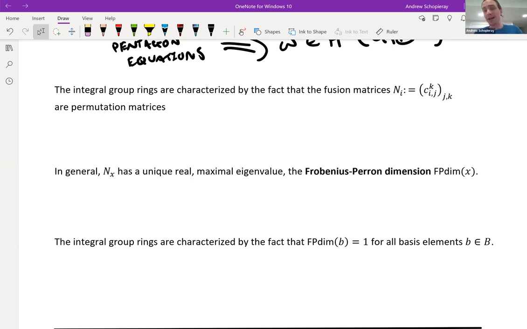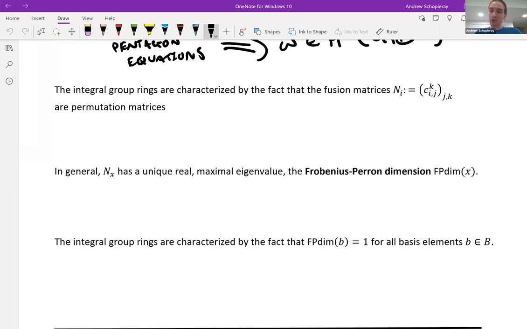To describe this complexity, how far away I am from being a permutation matrix, or how complicated the products (the fusion rules, as we call them in a fusion ring) are, we measure it using the Frobenius-Perron theorem. Under the conditions of a fusion ring, it says these matrices have a unique real maximal eigenvalue, maximal in modulus. So if you have complex eigenvalues, the maximal one is real and dominates the modulus of all the others. It's just the width of the spectrum of this matrix.